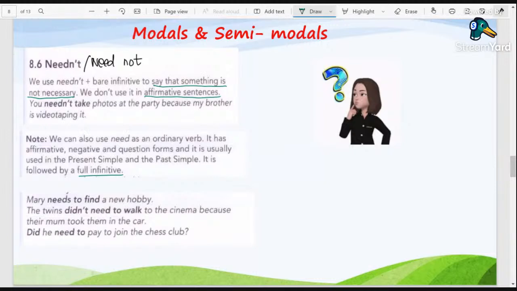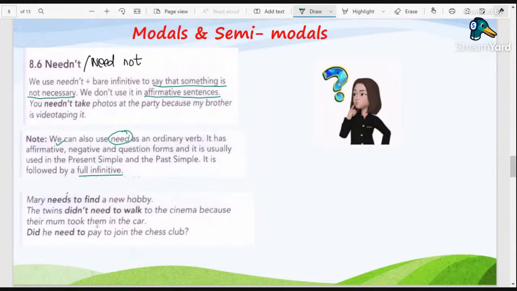So kat sini, need is used for affirmative. Kalau tadi need not, kita tak boleh guna affirmative kan? Affirmative tu ayat yang statement lah, statement yang betul. Okay, and Mary needs to find a new hobby. So ini adalah yang as affirmative.